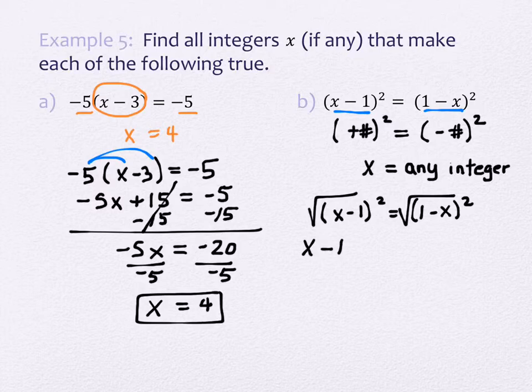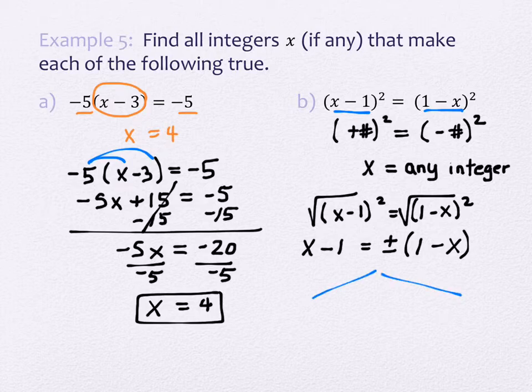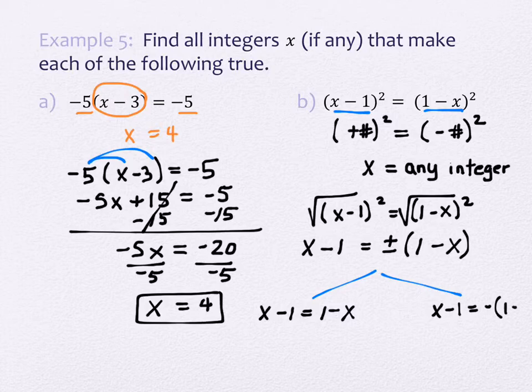So on one side I have x minus 1. On the other side I have a plus or a minus and 1 minus x. I have two possibilities now. So in particular, what this means is that I have two equations that I can write out. One of them says x minus 1 equals 1 minus x. The other one says x minus 1 equals negative 1 minus x. Are you guys with me? Everybody good so far? All right, we'll just go from left to right. We'll start with the left one.